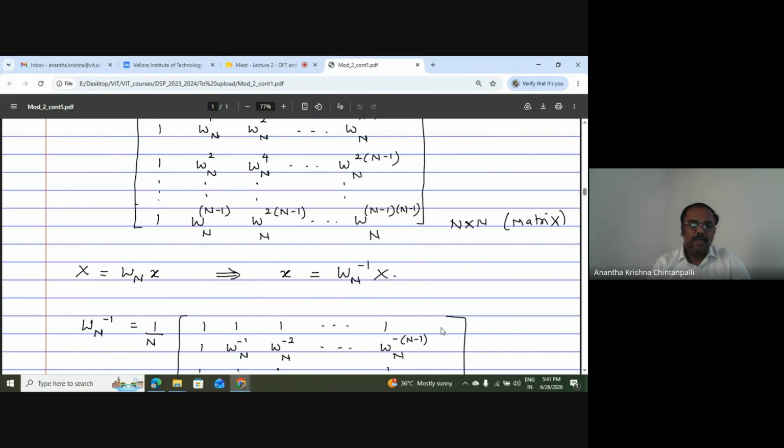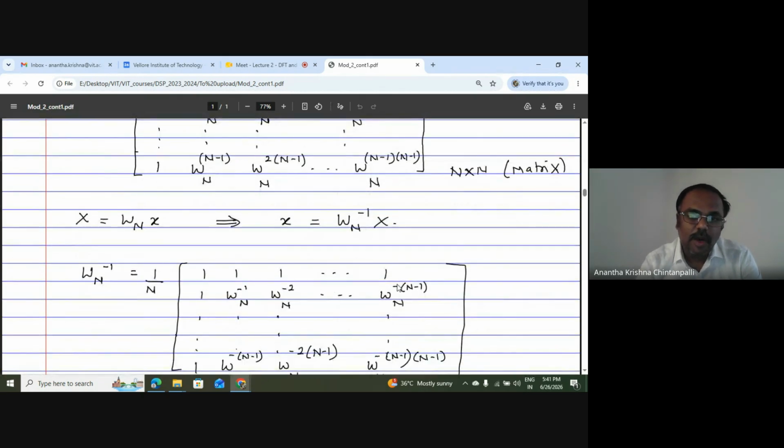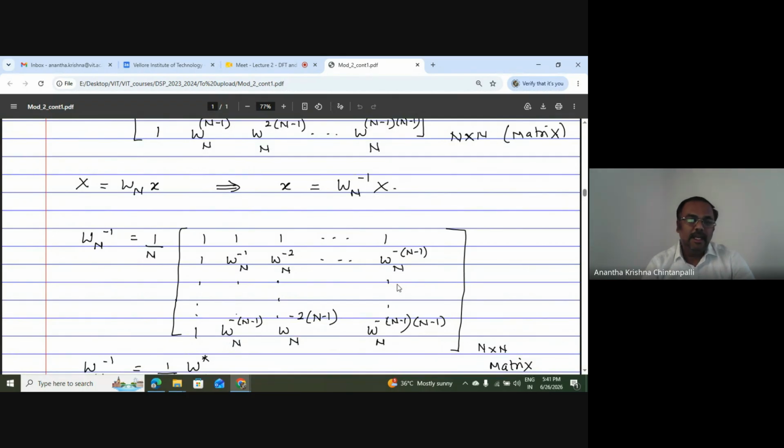So capital X is equal to WN x. So if I want to compute the inverse discrete Fourier transform, then what I need to do is little x is nothing but Wn inverse multiplied by capital X. So Wn inverse is nothing but 1 over n. This 1 over n you have to put in because in the synthesis equation you have a 1 over n term.